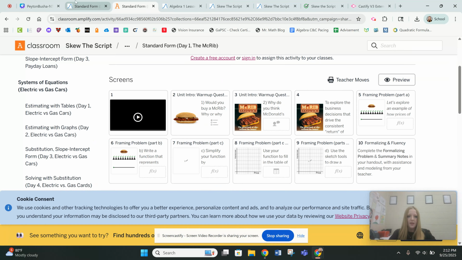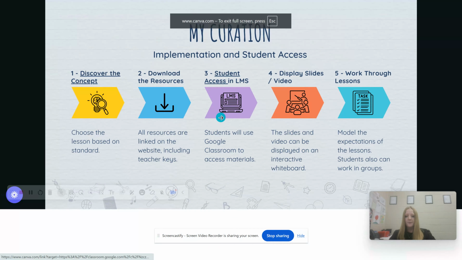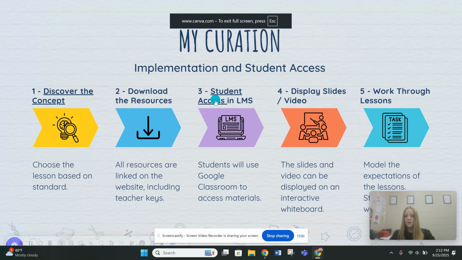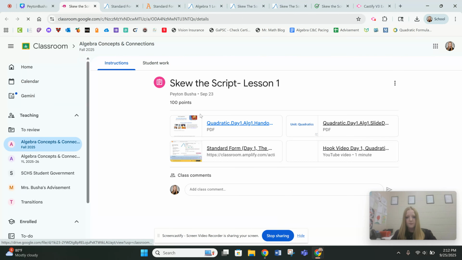The next thing that students would do is to download the resources. So I would download them first. So I discovered the concept, I downloaded the resources, and then students were able to access it through their learning management system, which in our county is Google Classroom. So you can see that this is my end of Google Classroom.